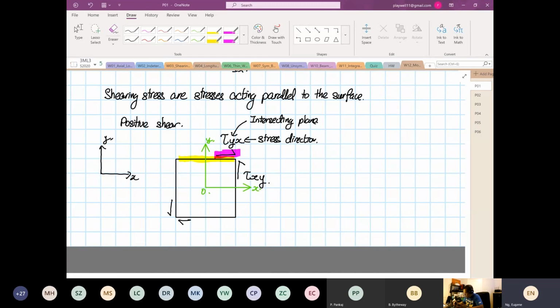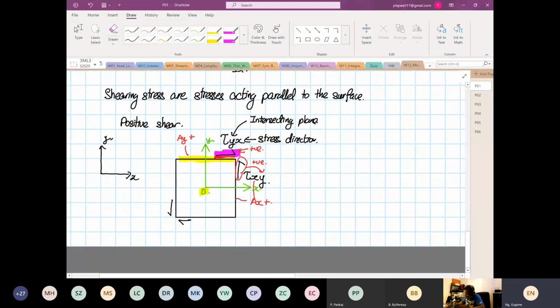Some of you will ask me, Eugene, why positive shear? If you look at this area, the area intersecting the x-axis is on the right-hand side of 0, so the area is positive. x is positive, and the stress is in the y direction, going up, which is also positive. The area of y is also positive, and this arrow going towards the right is also positive. That is why we call it positive shear.